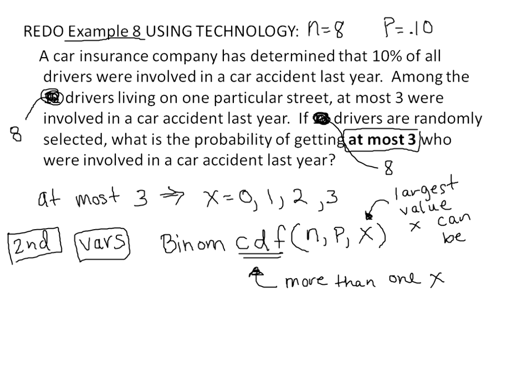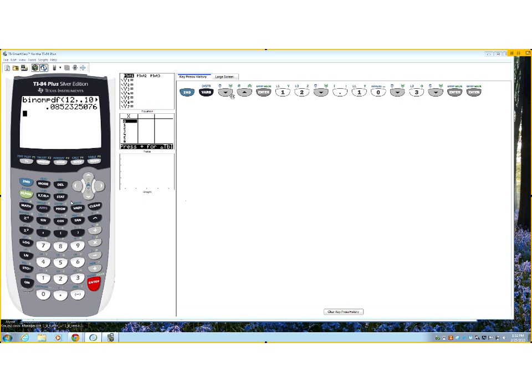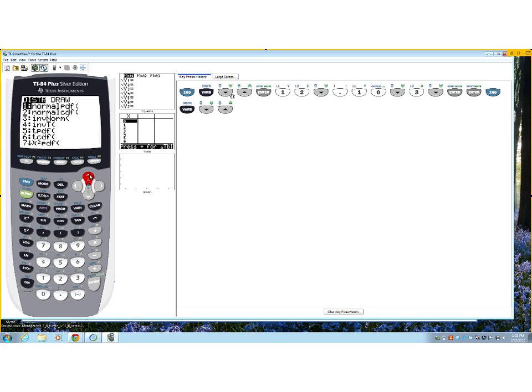Okay, so let's go back to the calculator. All right, so now I'm looking for the binomial CDF. So you're going to go to second vars, and there are a few other CDFs on there. So you need to make sure you're looking at the right one. It's the binomial CDF. So scroll down, or you could scroll up. If you scroll up, look what happens. You get to the very bottom of the list. So you can scroll up or scroll down. Eventually, you'll see it. Again, there are other CDFs. Make sure you are looking at the binomial CDF.